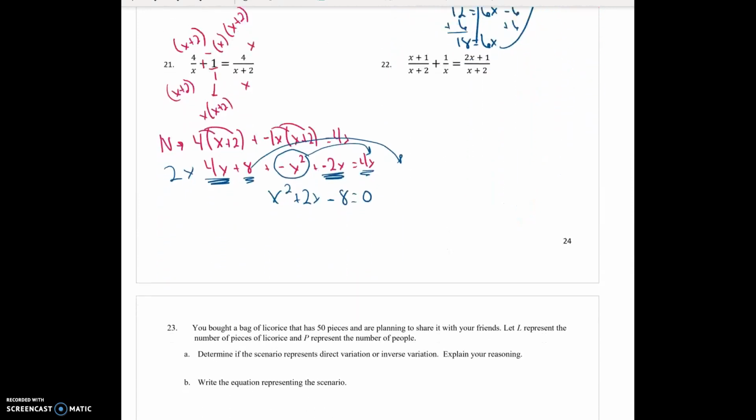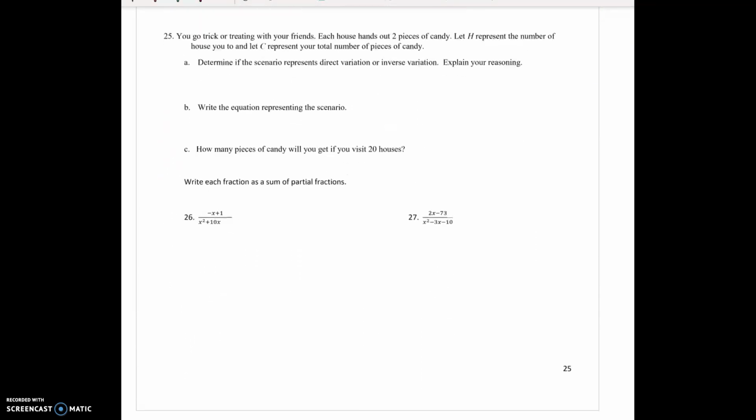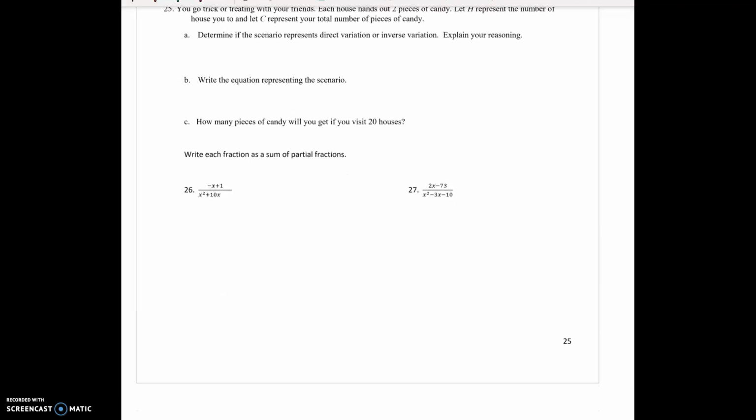And then in the next video, just so you know, we are skipping these problems. This will not be on the test. We're going to end the video with partial fraction decomposition. So that will be our third and final video.